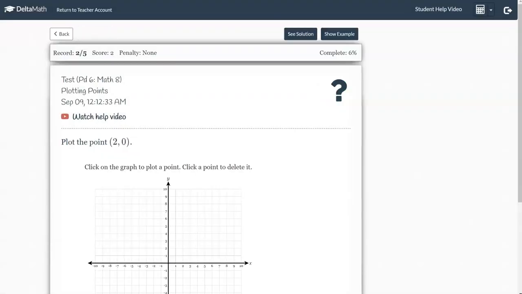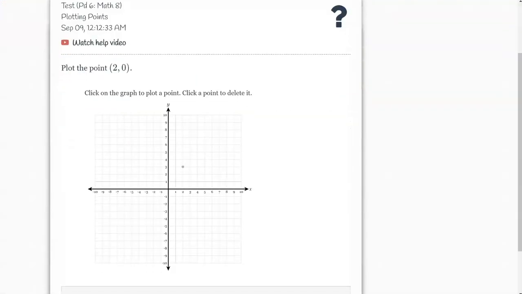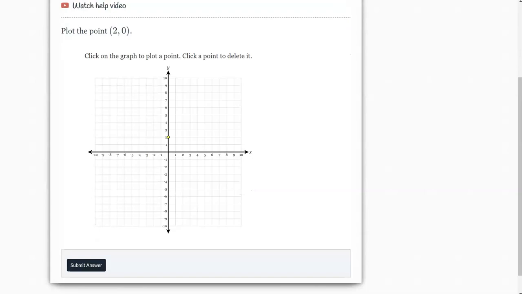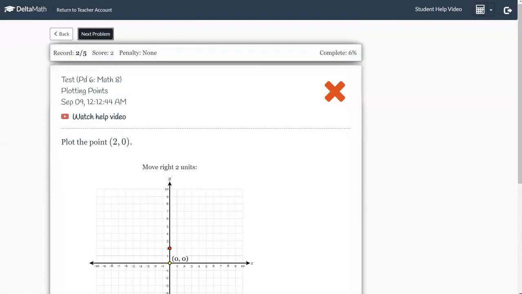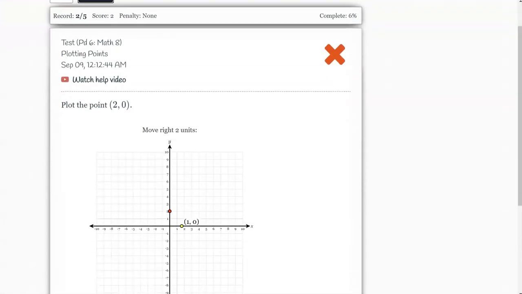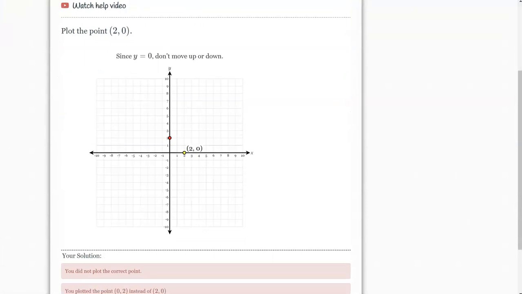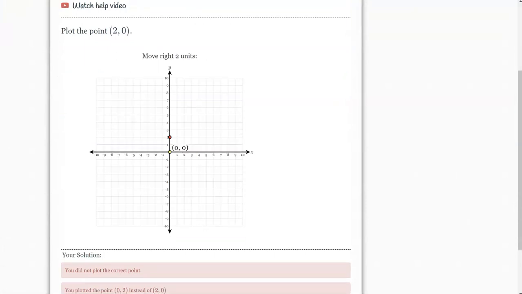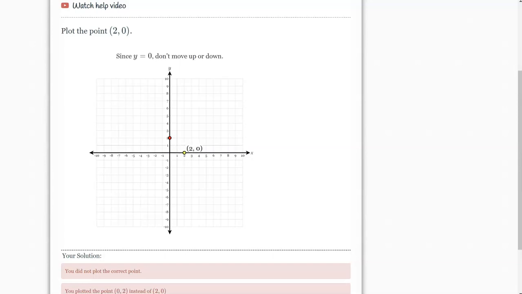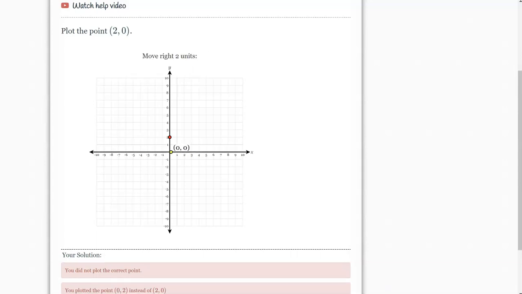Now I'm going to get one wrong so you can see what happens when you get something wrong. Instead of going 2 to the right, I'm going to go 2 up here. I'm going to submit that wrong answer, and you'll notice I get a red X. In the middle of the page, you're going to see an animation. You're going to see this yellow dot that should be moving right 2 units. Since y equals 0, you don't move up or down. So it's telling me what I should be doing up here.